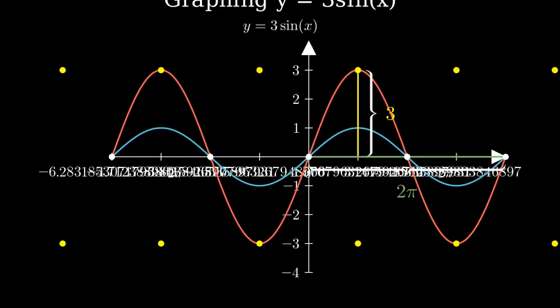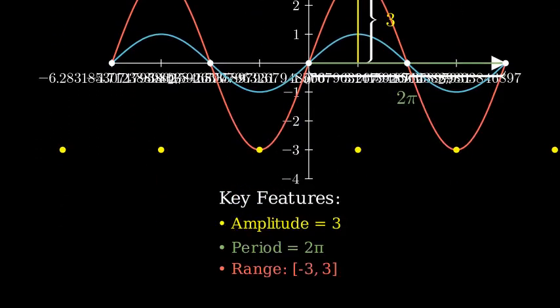To summarize, when we multiply sine x by 3, we stretch the graph vertically by a factor of 3, changing the amplitude to 3, while keeping the period at 2 pi. The resulting function oscillates between positive 3 and negative 3.